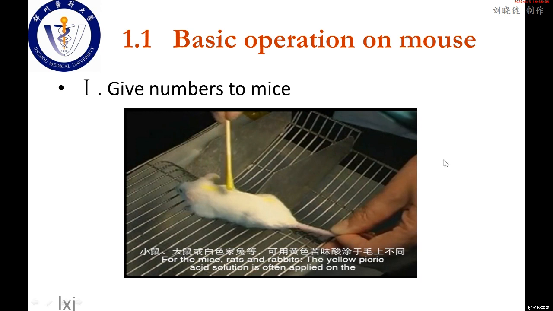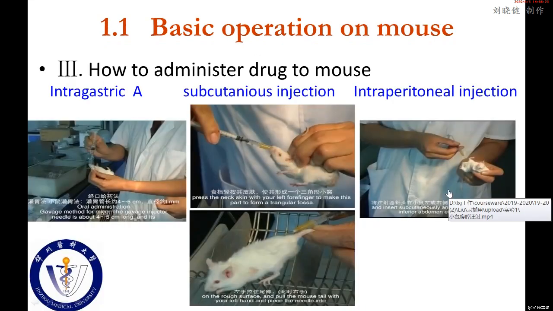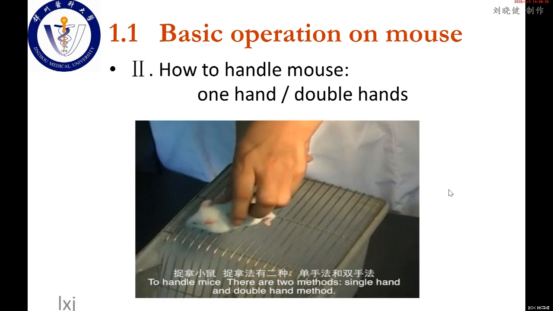And this is the experimental class of pharmacology. So every experimental class, you need to administer drugs to the animals. Before you administer drugs, you should hold them. So how to handle a mouse? Actually, there are 2 methods, single hand and double hands. Now, watch this video.